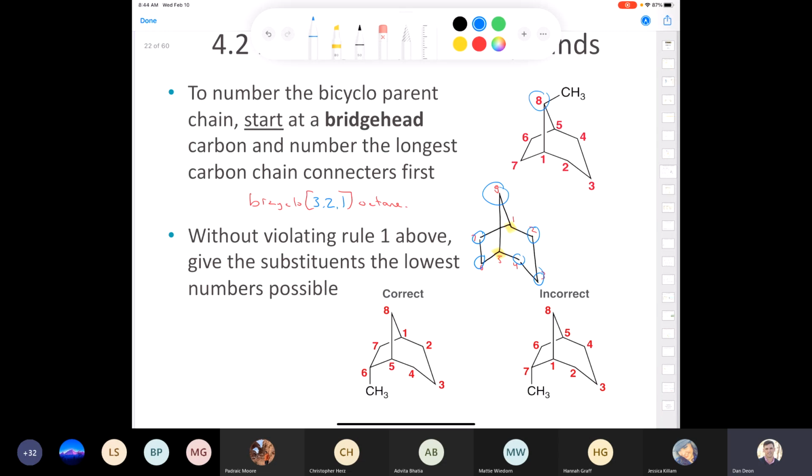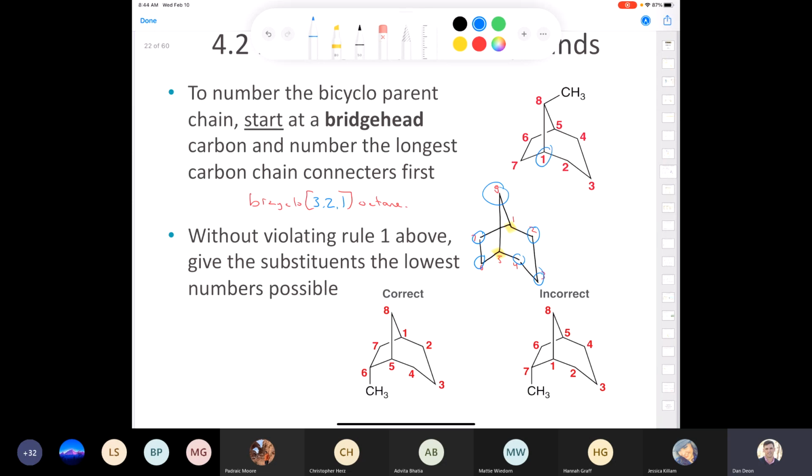Because you have an 8 here. But you might be wondering, why is it 8? Why didn't they give it the number 1? Because you start at a bridgehead carbon when you're numbering the parent, and you number the longest carbon chains first, or the longest bridges first.